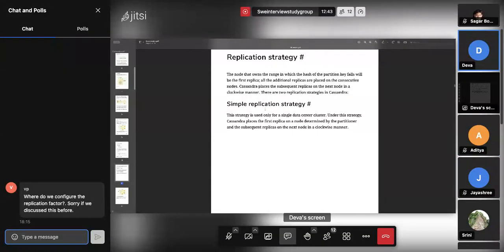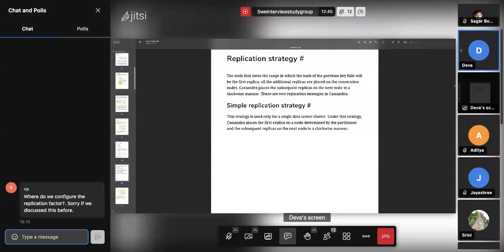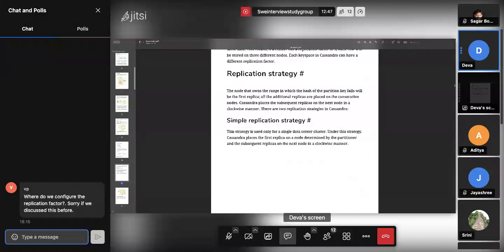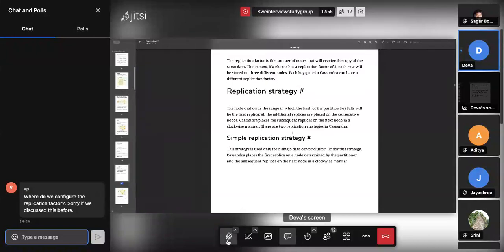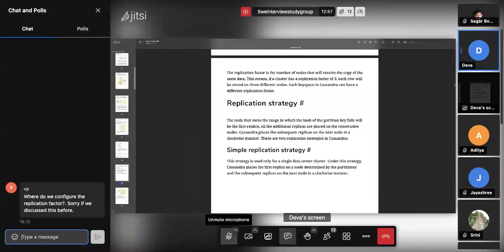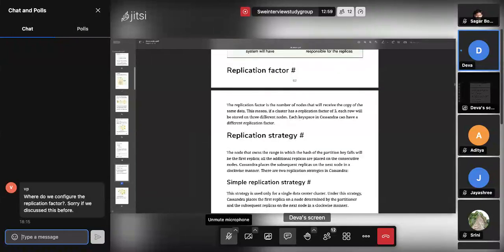So we can move forward, right? I think we read till simple replication strategy. We know that the replication factor we put at the keyspace level. I'm not sure we'll read that, but I think replication strategy will also be defined at the keyspace level.